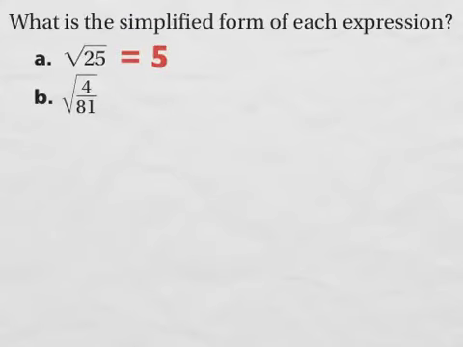Now, B, for the radicand, I have a fraction. When we have a fraction inside of our radical symbol, we can actually break it up, and take the square root of the numerator, in this case 4, over the square root of the denominator, in this case 81. The square root of 4 is 2, and the square root of 81 is 9, so now I can write it as 2/9. So when you have a fraction inside of your radical symbol, break it up and take the square root of your top number over the square root of your bottom number.